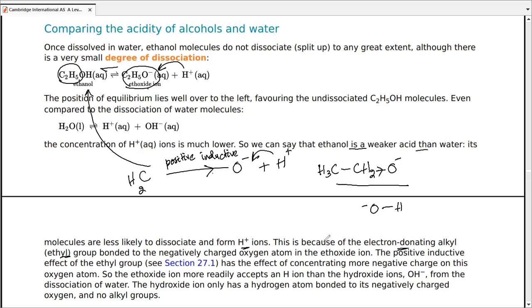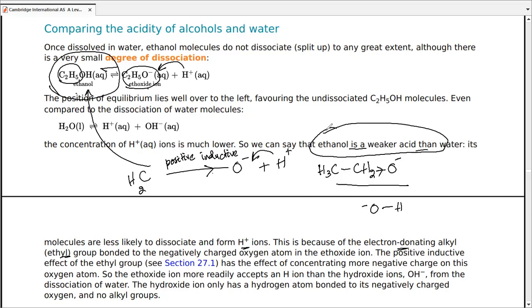First thing, it would dissociate much less than water. All right, it was already dissociating less. Now, if more of the reverse reaction would happen, I hope you understand that the position of equilibrium would be well over to the left-hand side, which means there would be much more molecules of ethanol in molecular form than they are in their dissociated form. So we can safely say ethanol is a weaker acid than water.